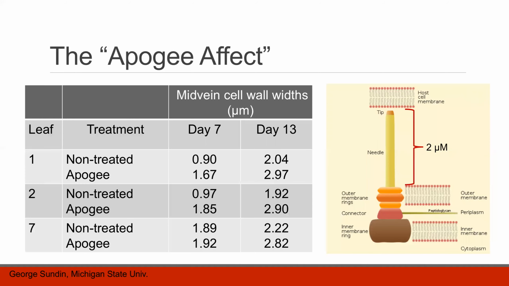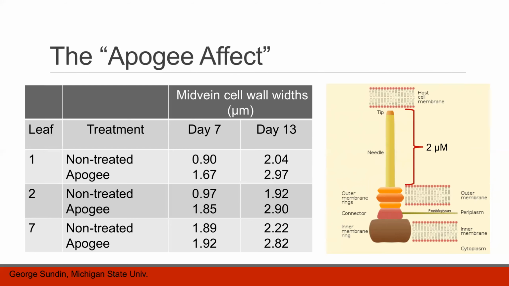So this table shows the actual data from the study that was done in the Sundin lab. So the cell widths were measured on 3 ages of leaves. So leaf 1, leaf 2, and leaf 7. These are all different ages of leaves, and at 2 different time points. So they were measured 7 days post-treatment and then 13 days post-treatment. And they did these measurements both on non-treated and treated shoots.